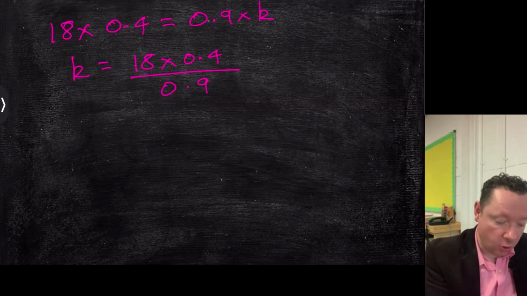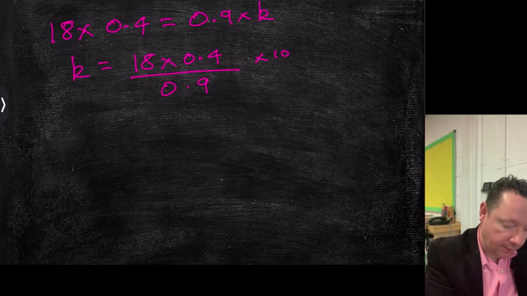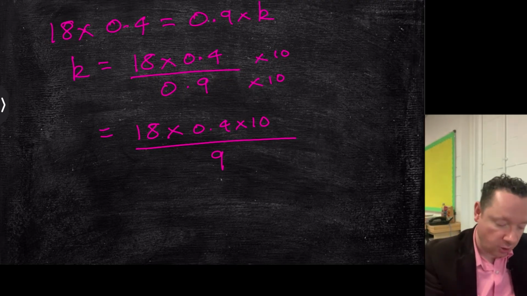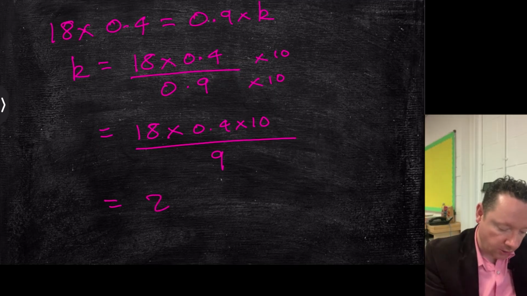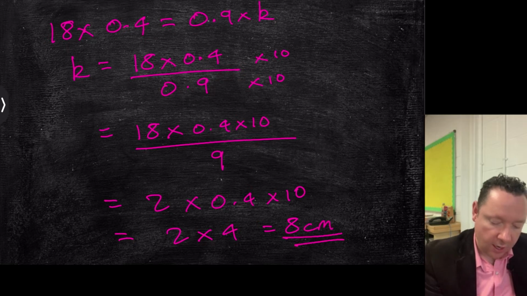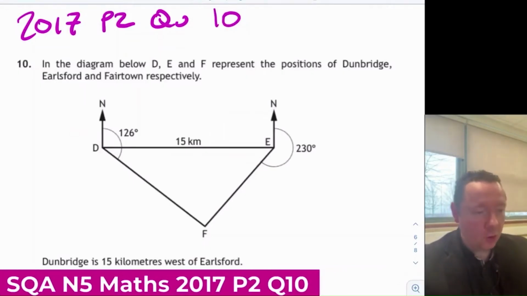Dividing by a decimal is never any good, so instead we'll times the top and the bottom by 10 to get rid of the decimal. So that gives me 18 times 0.4 times 10 over 9. And now we can just do the sum. Now divide we can do instead of times first. 18 divided by 9 is 2. So that's 2 times 0.4 times 10. 2 times 4 then, because 0.4 times 10 is 4, which is 8. And the units were centimetres. And we're done there.